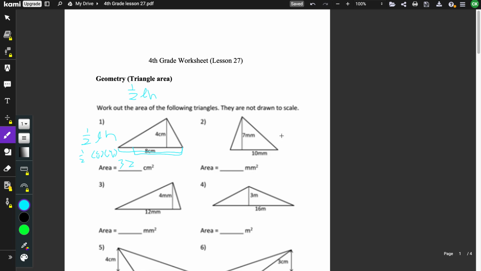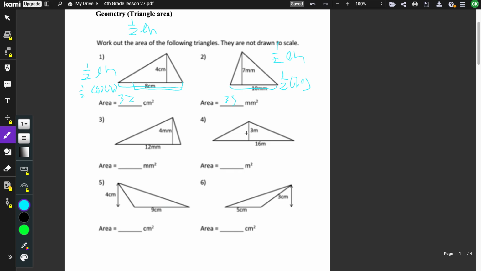Moving on, number 2. Again, 10 millimeters is the whole length of this, so it's 1/2 length times height again. That's going to be 1/2 times 70, because 7 times 10 is 70, which gives us 35. Now I'm going to start doing just evens. 16 is the whole length again, so 1/2 times 16 times 3. Half of 16 is 8, and 8 times 3 is 24. So number 4 is just going to be 24.